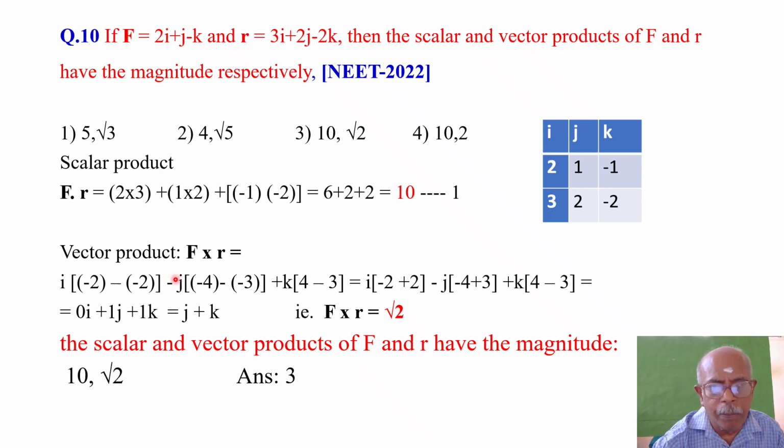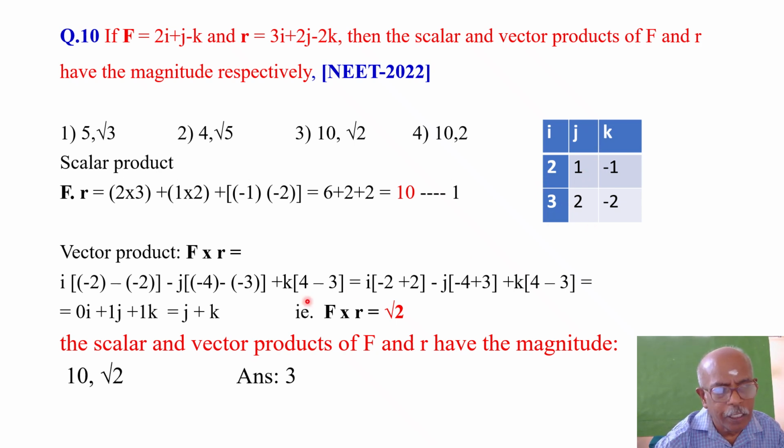How will you find the vector product? i, j, k. For F, 2i plus j minus k, so 2, 1, minus 1. For vector r, 3i plus 2j minus 2k, so 3, 2, minus 2. Then how will you find the vector product? i into (j into k minus k into j), then minus j into (i into k minus k into i), then plus k into (i into j minus j into i).